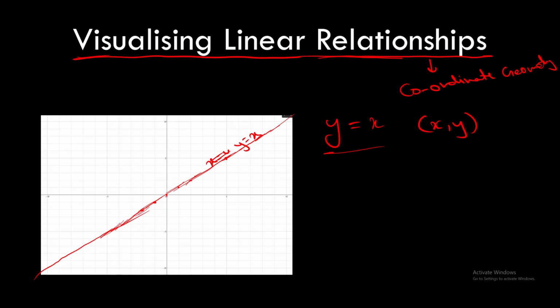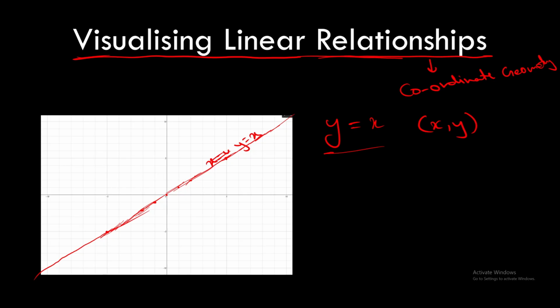Now if we go anywhere, for example, if we go to -5, then we can see that the y value is also -5. So the graph basically represents all solutions of x. For all values of x, what will be y?